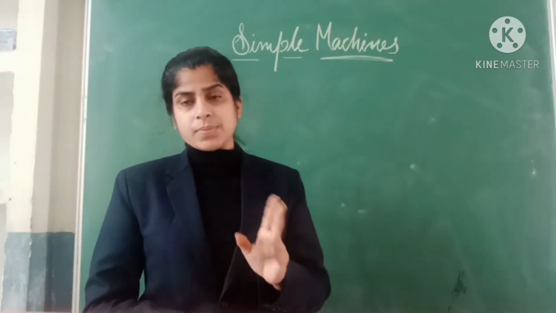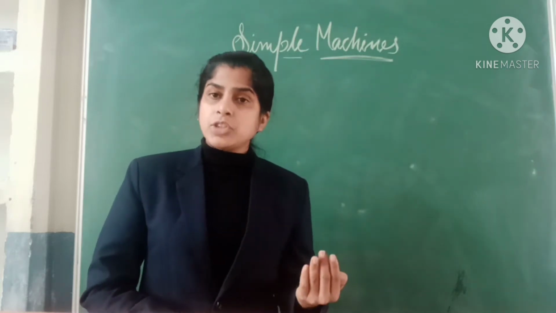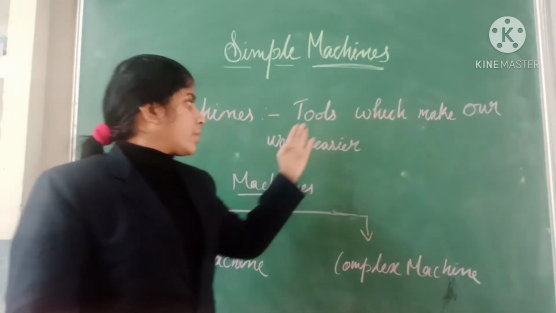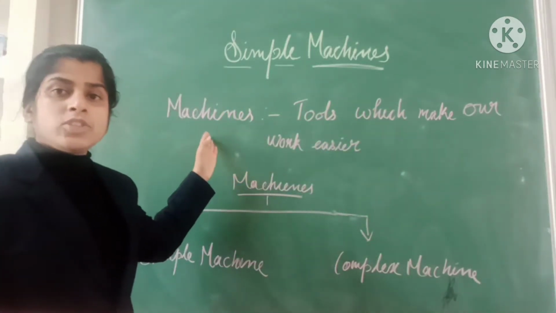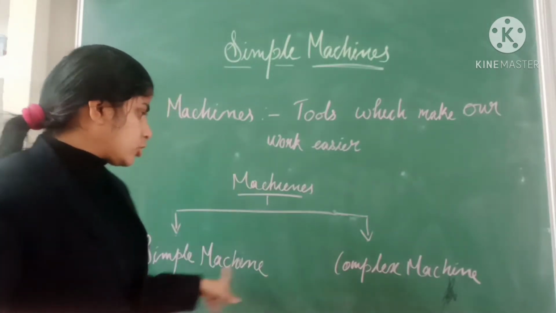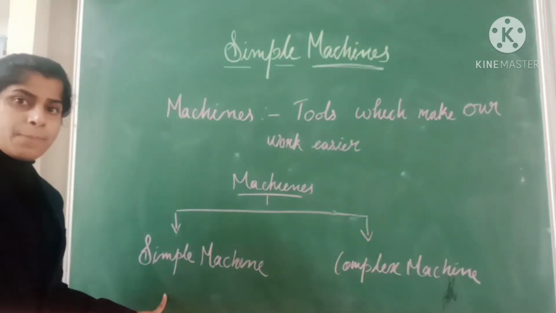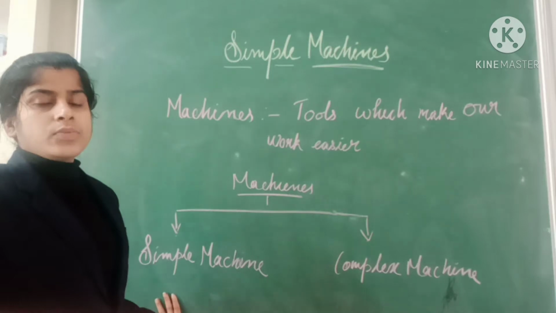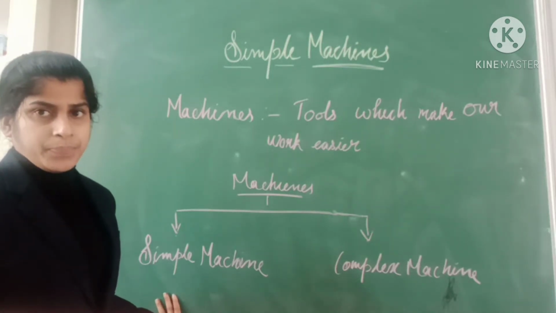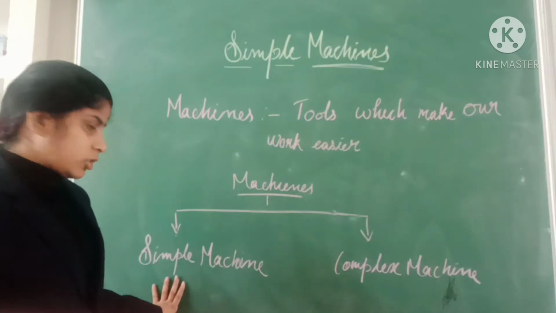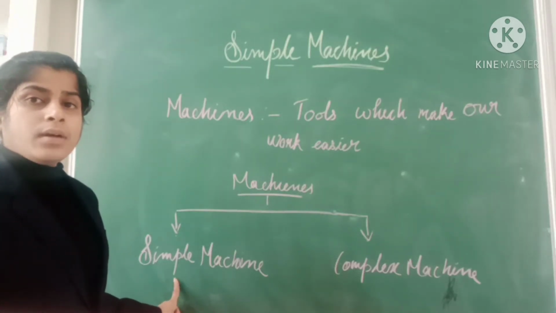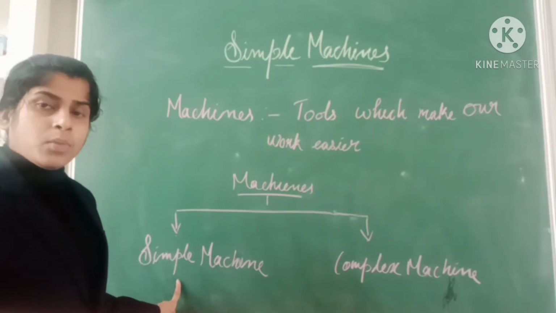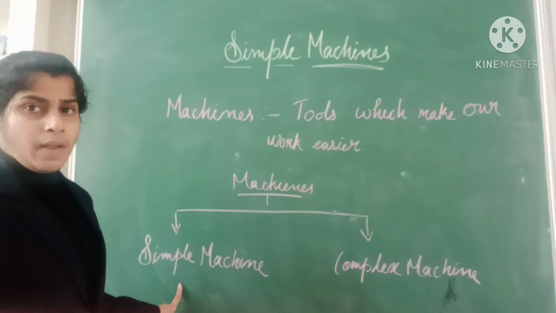Machines are of two types: simple machine and complex machine. The tools which make our work easier are machines, and these machines are divided into two, simple machine and complex machine. Simple machines are used in our everyday life, and a simple machine consists of only one moving part.